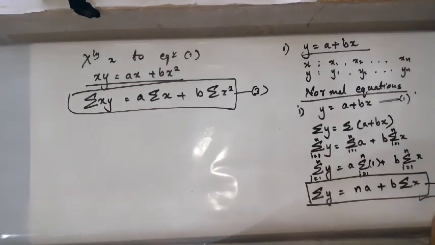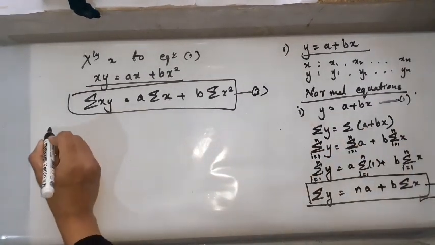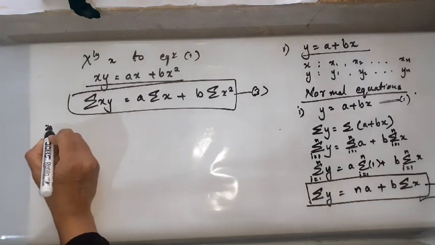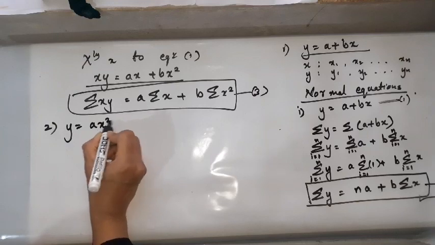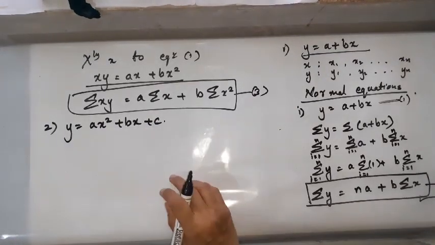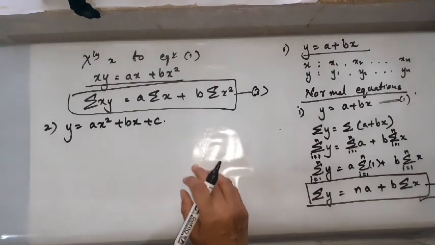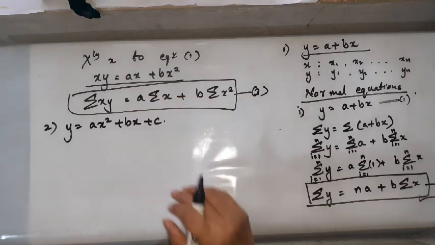Okay, let us understand the parabola, the second curve, y is equal to ax square plus bx plus c. This is the second curve, for which you have to fit any set of points that will be given to you. So what will be its normal equations?